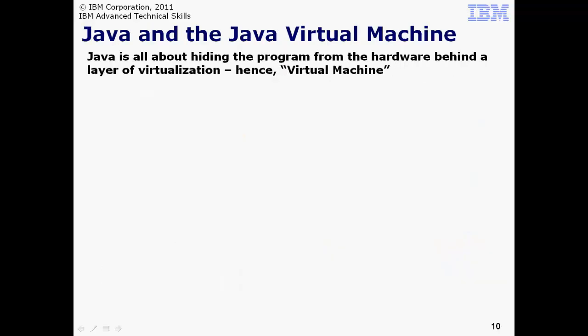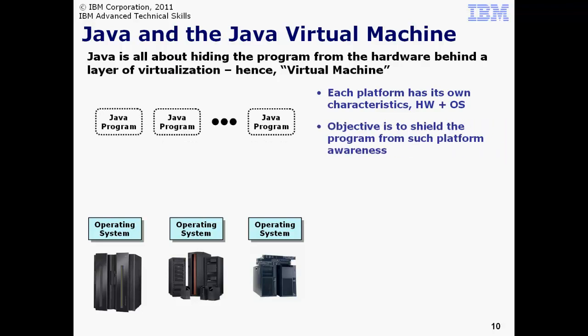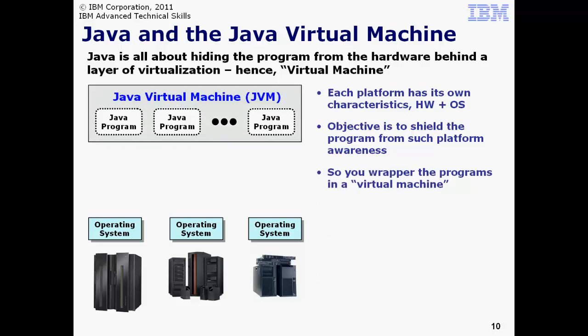Java addressed this by hiding the underlying platform specifics from the program. It does this with a virtual machine for the execution of the Java program. We'll bring back onto the chart the platforms we showed before, and we'll note again how each has its own hardware and operating system characteristics. The objective was to shield the Java program from having to know about those hardware and operating system characteristics. The Java program is wrappered with a virtual machine environment. The virtual machine is a Java virtual machine, or JVM for short.